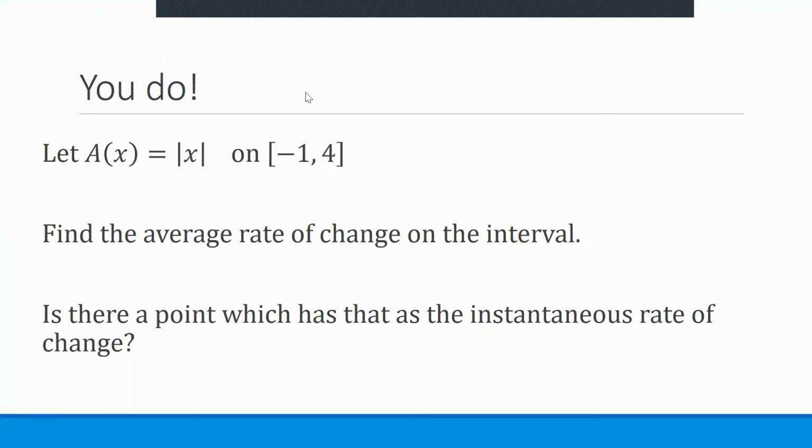Hopefully you tried that problem. Let's do this together and find the solution, both graphically and algebraically. So we want to look at the average rate of change from -1 to 4 of the function absolute value of x. Let's calculate that.